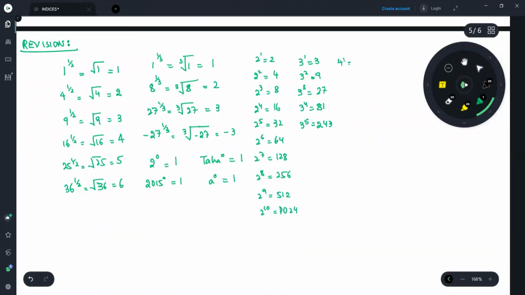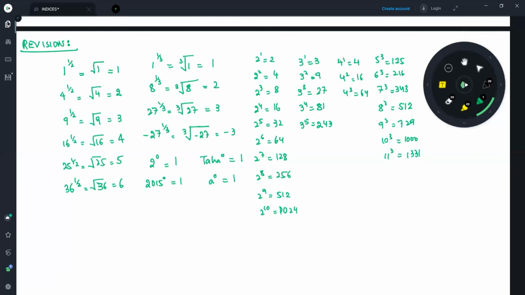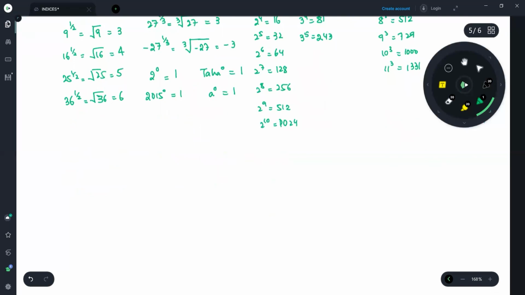Then we have 4 to the power 1 is 4. 4 squared is 16. 4 cubed is 64. And then 5 cubed is 125. 6 cubed is 216. 7 cubed is 343. 8 cubed is 512. 9 cubed is 729. 10 cubed is 1000. And what is 11 cubed? You remember we've done a question like this. 1331. Very good. You want to remember this, because now a bit about positive indices and negative indices.